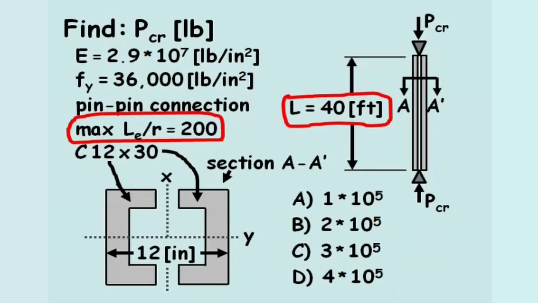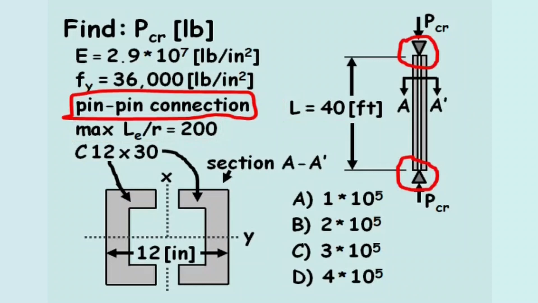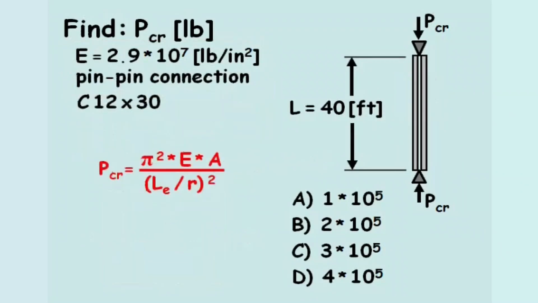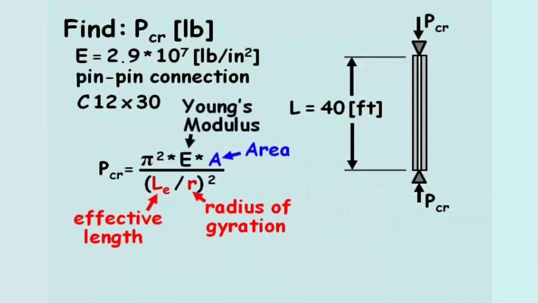The columns have a pin-pin connection at each end, and the Young's modulus and yield stress of the steel are provided. The critical load in a column equals pi squared EA divided by the quantity LE over R squared, where E is the Young's modulus of the steel, A is the cross-sectional area of the column, LE is the effective length of the column, and R is the radius of gyration.